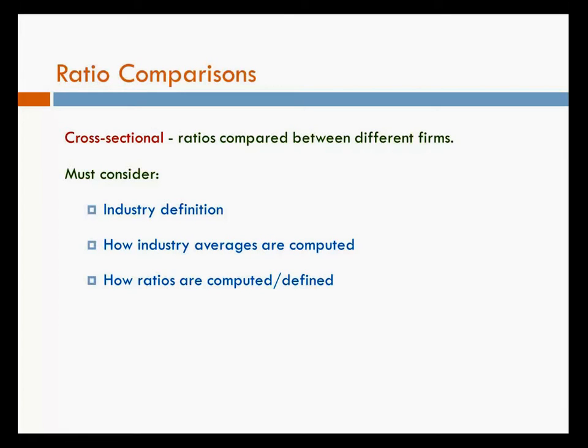You do need to be careful about how ratios are computed, particularly beta. There's no one way to compute a beta. There are a few different models. So you can compare betas from different websites and they'll be different because they're computed slightly differently. Okay. That's it for profitability analysis.